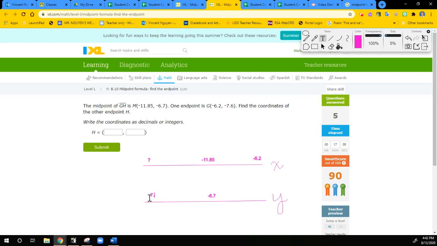Negative 7.6. And then all I have to do now is find out how long it is from here to here, how long it is from here to here. And so I do the same distance to here to get this point, right? And then I do the same distance from here to get this point, okay? So let's try that. Okay, so how do I find out from here to here how long it is?